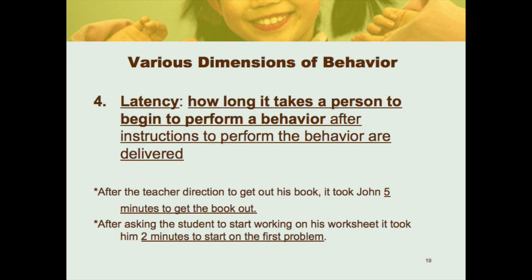A fourth dimension is latency, or how long it takes a person to begin to perform the behavior after the instruction was given. For example, after the teacher directed him to get out his book, John took 5 minutes to get the book out. A second example would be after asking the student to start working on his worksheet, it took him 2 minutes to start on the first problem.